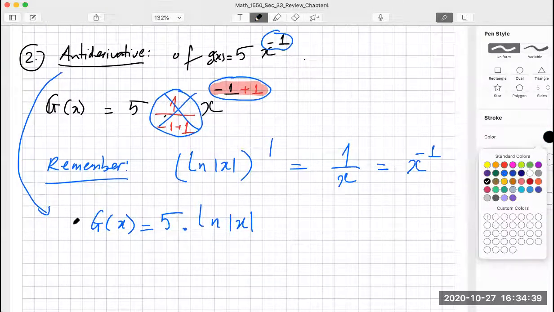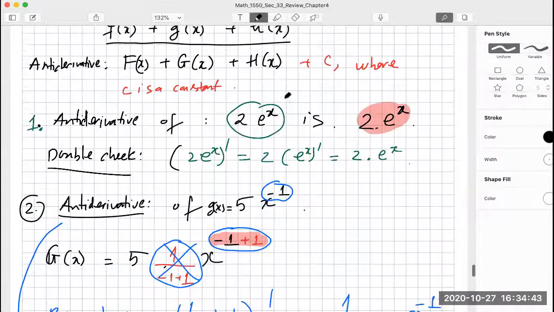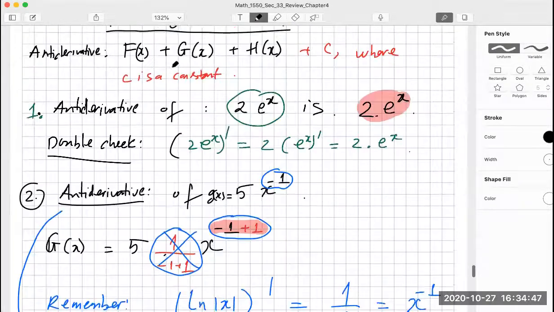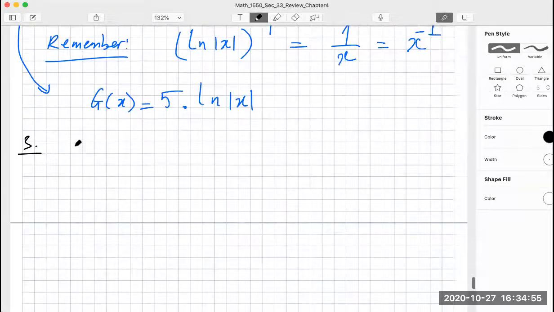So, and the third guy here is secant, oh, this is not secant of x squared. This is secant square of x. Sorry about that.